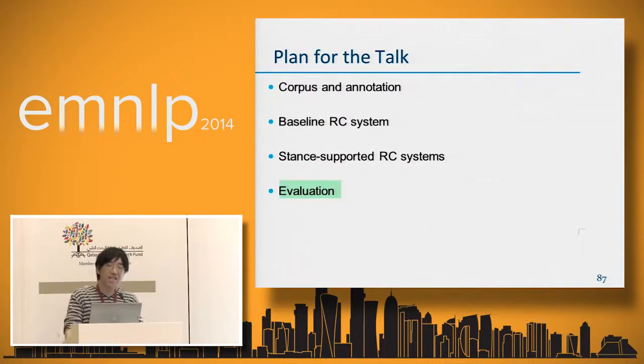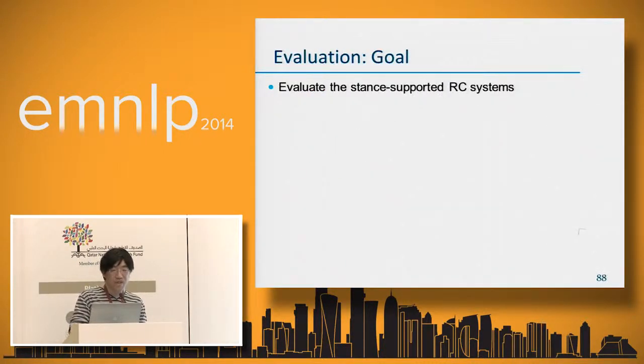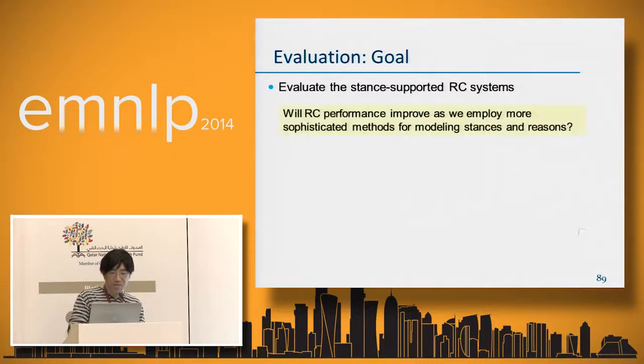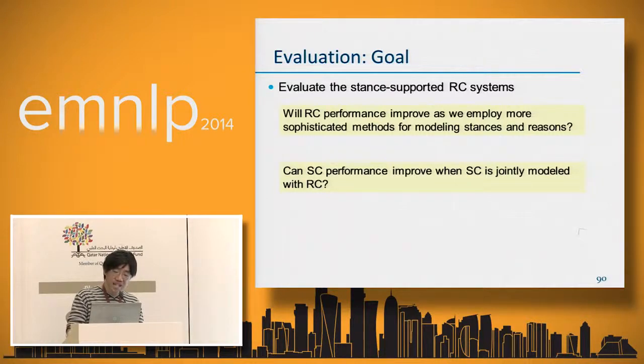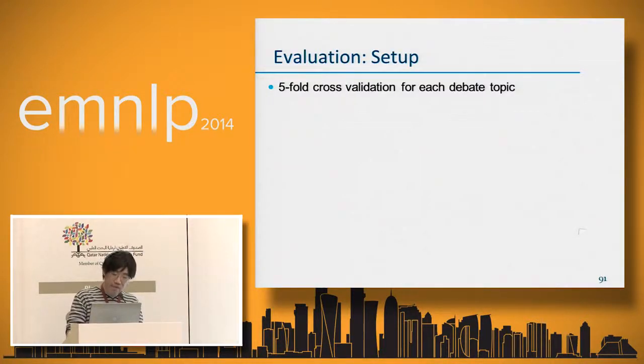So now let's move on to evaluation, where our goal is to evaluate the stance-supported reason classification systems. In particular, our evaluation is centered around this particular question. Will reason classification performance improve as we employ more sophisticated methods for modeling stances and reasons? And not only are we interested in the performance of reason classification, we are also interested in the performance of stance classification. In particular, we want to know whether stance classification performance can be improved when stance classification is jointly modeled with reason classification. And in our evaluation, we use 5-fold cross-validation for each debate topic.